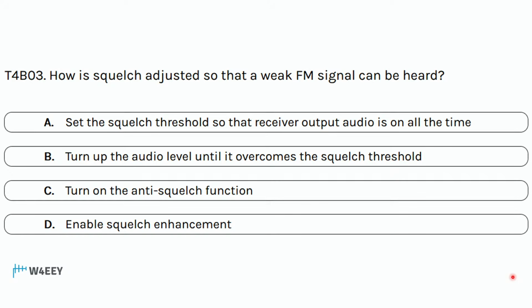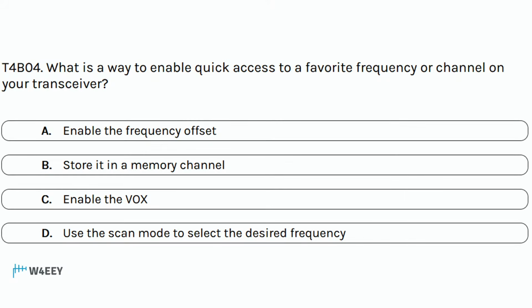And how is squelch adjusted so that a weak FM signal can be heard? Alpha. It's a long answer that says turn the squelch off. Set the squelch threshold so that the receiver audio output is on all the time. Oh, thanks so much. So what is a way to enable quick access to a favorite frequency or channel on your transceiver? Bravo. Yep, store it in a memory channel. We have memory channels on HF transceivers and on the HTs.